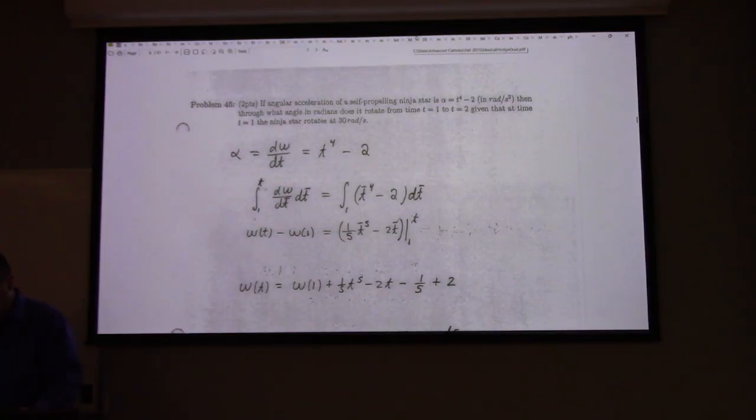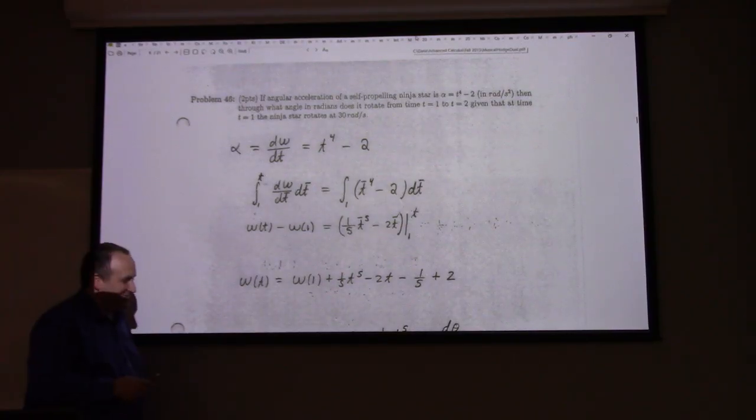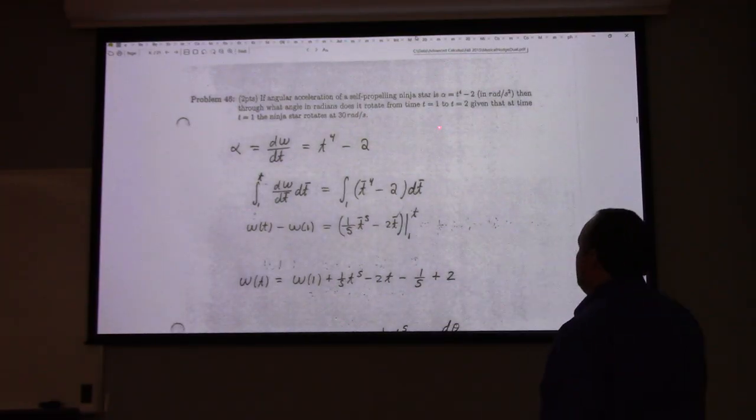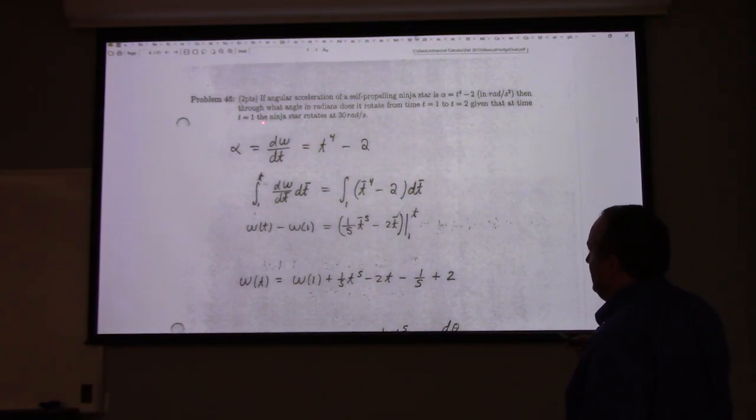Let's see here. This one's interesting. We have the angular acceleration of a self-propelling ninja star. These problems are getting sillier. The angular acceleration is t to the fourth minus 2 in radians per second squared. Through what angle does it rotate from time 1 to time 2, given that at time 1, the ninja star rotated at 30 radians per second?